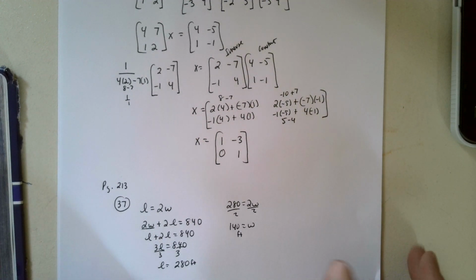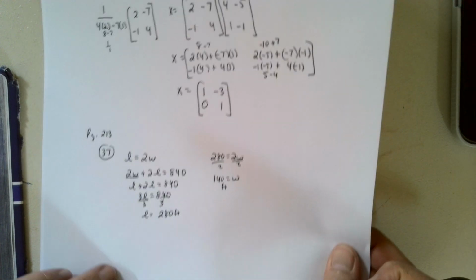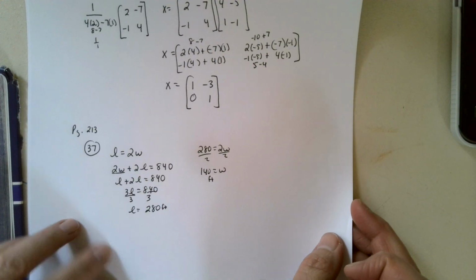And then I can just take the 280 and divide by 2, and my width would be 140 feet. Now it's not really cheating, but that's probably not the way that you guys thought about doing it.